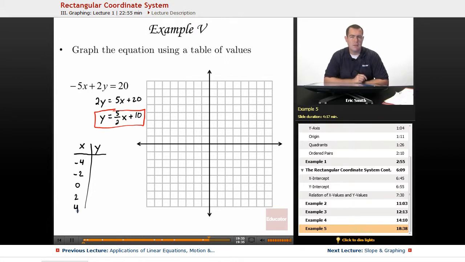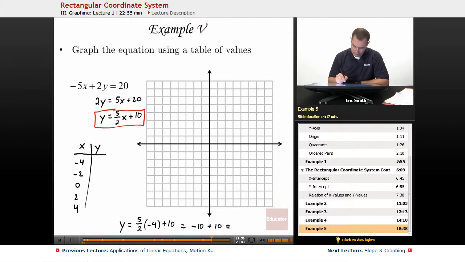Now this one I'm picking values that are multiples of 2, since all of them will have to multiply by that 5/2 first. And again, it'll just make our lives a little bit easier. So for y equals 5/2 multiplied by -4, then we will add 10. So -4 times 5/2 would give us -10. And when we add 10 to that, we get 0. So our first point is -4, 0. Right there.